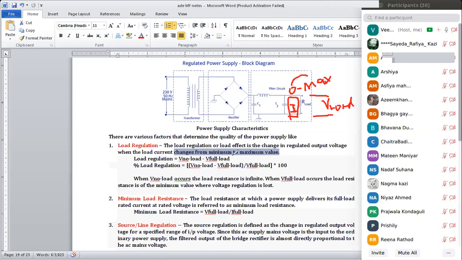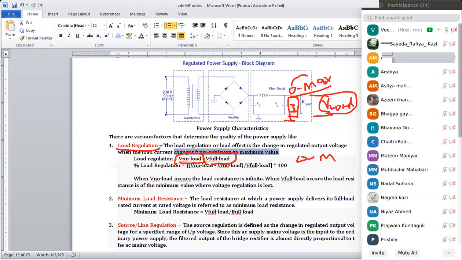Okay, then how is it going to be calculated? The no load voltage minus the full load voltage, that is from 0 to maximum, that I told now. So whenever the load current changes from 0 to maximum, the change in voltage that I'm getting is called load regulation, right?